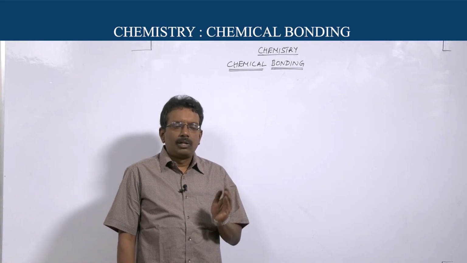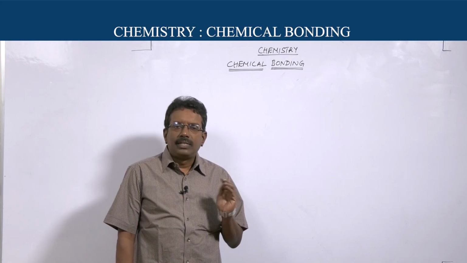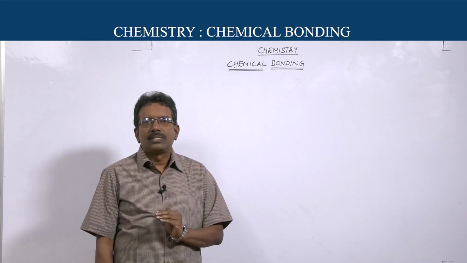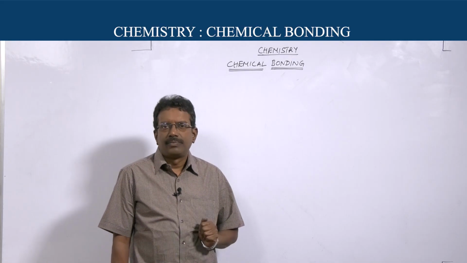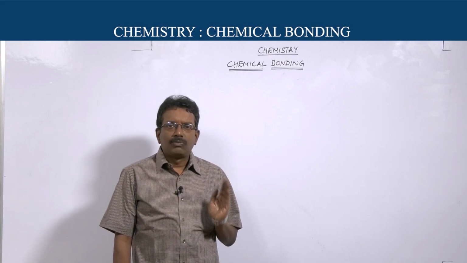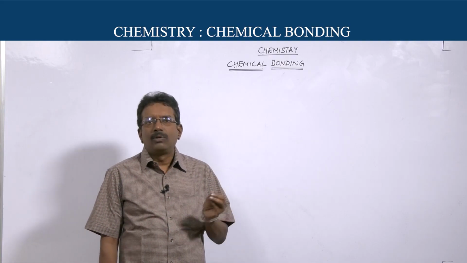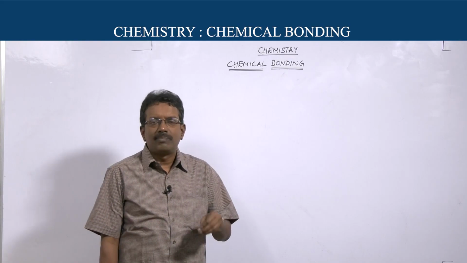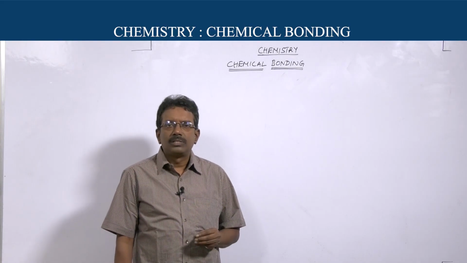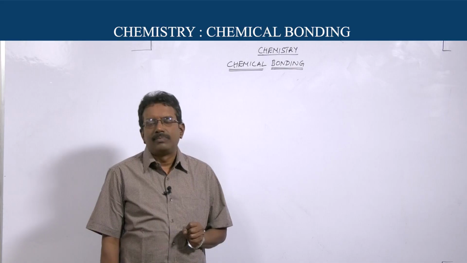That means now we have distortion in the bond angles. That distortion in the bond angle is due to the presence of lone pairs of electrons. Yesterday in the last class, we concluded that the presence of lone pairs causes some repulsions in the molecule. Because of the repulsions, we are observing some deviations in the bond angles.